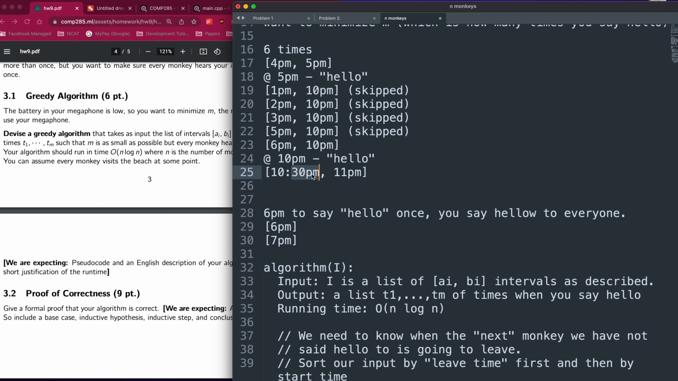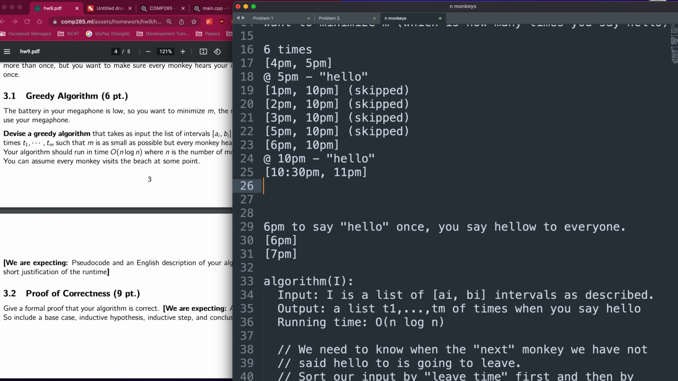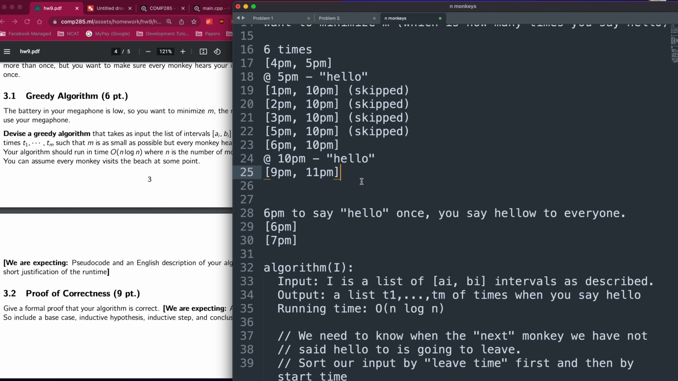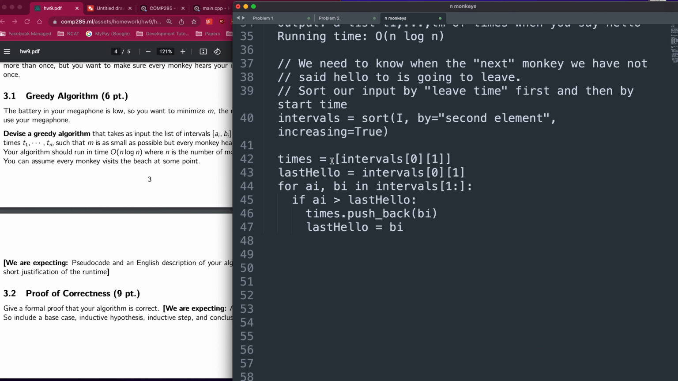Then because he gets here after we last said hello, we'll also add his thing, at 11 p.m., I'm going to say hello to you, right? That's one option. Another option is he actually got here before we last said hello, in which case we just skip him because he's going to get caught by our 10 p.m. say hello thing, right? So that's the greedy algorithm.